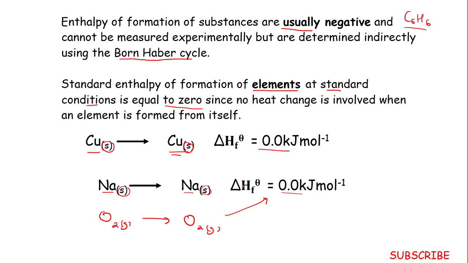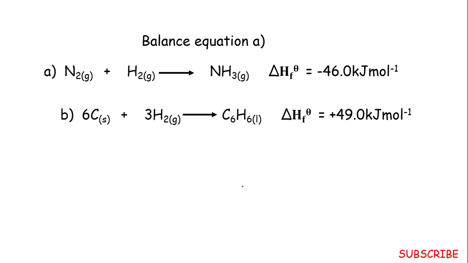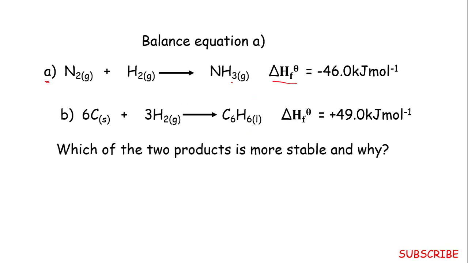Feel free to try out the following questions and let me know in the comment section. Try balancing equation A such that it can give us this enthalpy of formation of ammonia. And then lastly, let us know which of the two products in A and B, ammonia and benzene, is more stable and why do you think so?